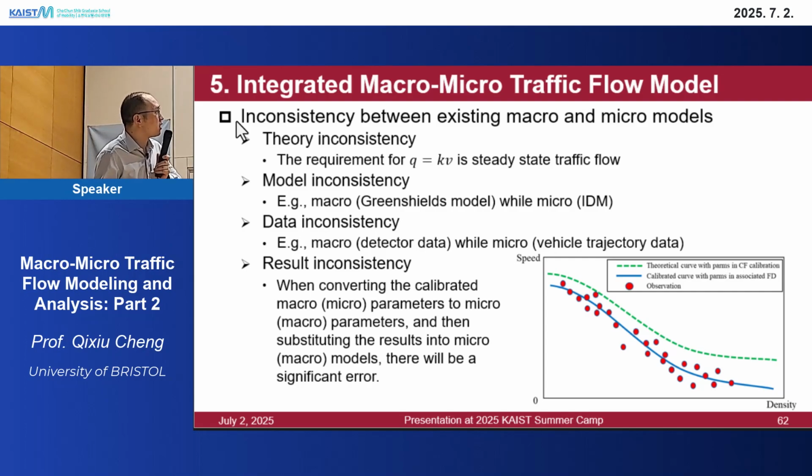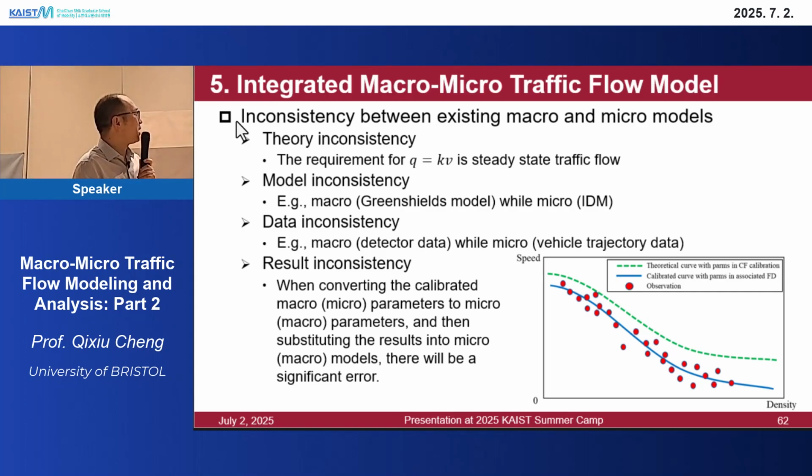inconsistency. Here, look at this one. If we collected some speed density data and we calibrate based on this speed density data, we will obtain this curve, the blue one. But if we calibrate the micro model with the vehicle trajectory data, and substitute the micro model parameters into the macro model, we will obtain this one. They are not consistent. We call this result inconsistency.